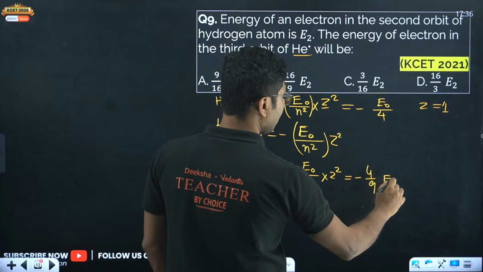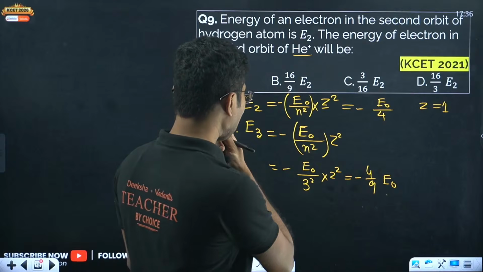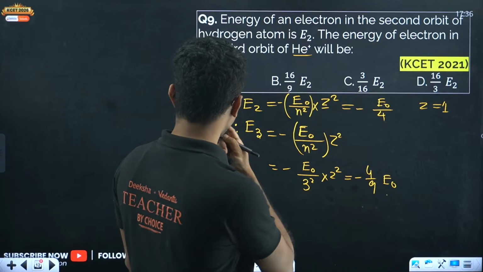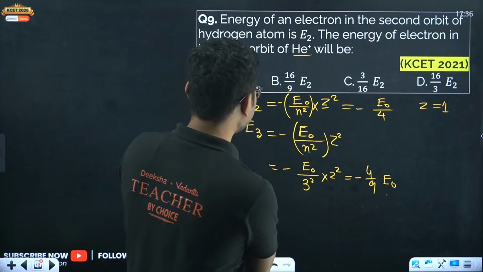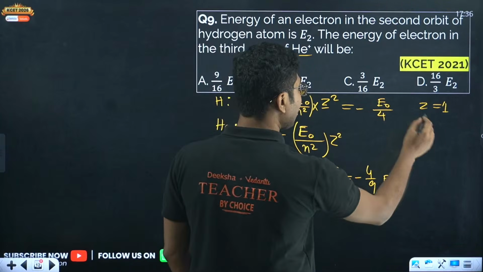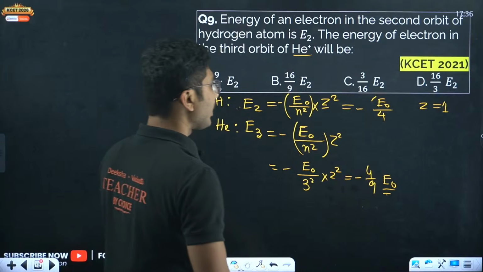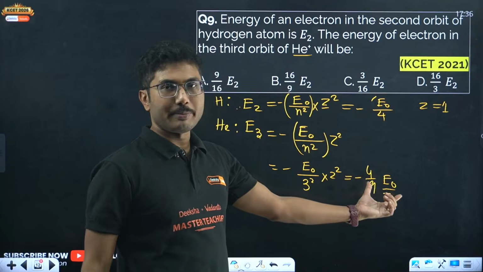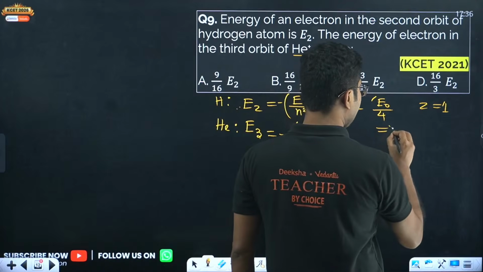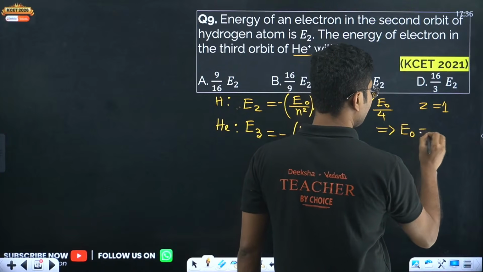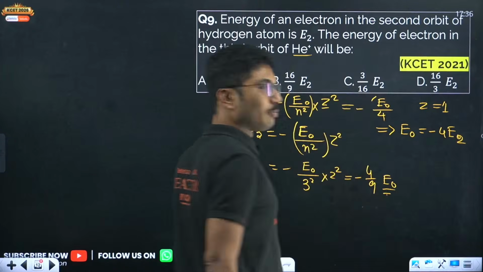So this is 4 by 9 E naught. We have to replace E naught from this equation, because our answer cannot be based on E naught. Our answer has to be based on E2. So from here we say that E naught equals minus 4 E2.